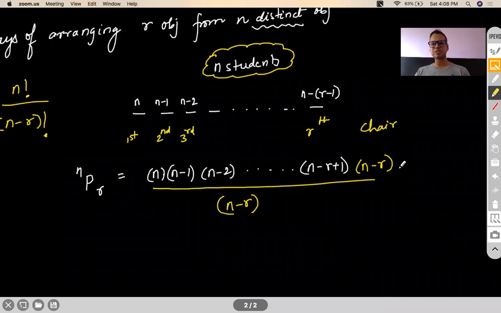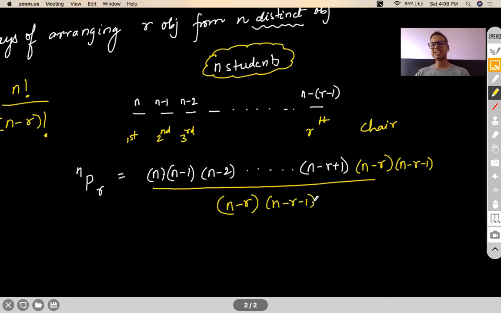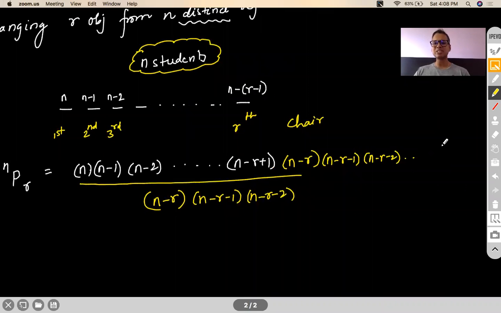Let's even continue further. N minus r minus 1, divide also by n minus r minus 1. Okay. Next will be n minus r minus 2, divide also with n minus r minus 2. Keep on doing this till ultimately you reach a 1. Correct? And similarly in the denominator, keep on doing it ultimately so that you reach a 1.